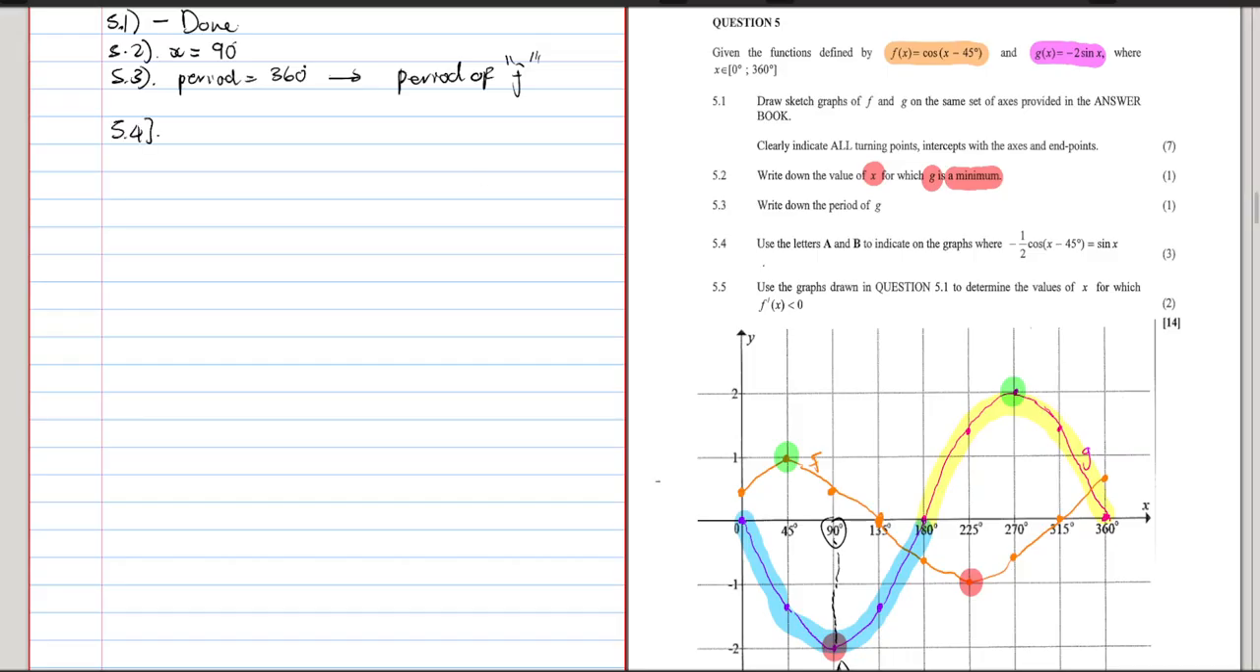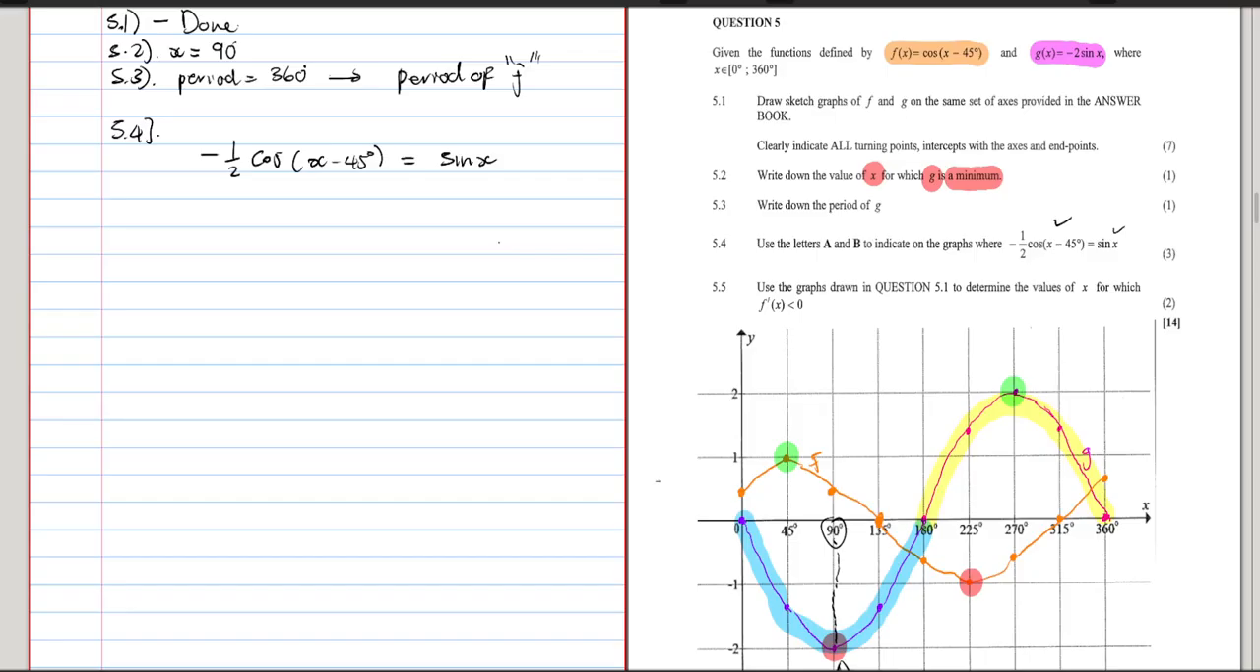5.4. Use letters A and B to indicate whether graphs this is equals to that. It looks kind of weird, but okay. We have this: minus 1 over 2 cos (x minus 45 degrees) is equals to sine x.